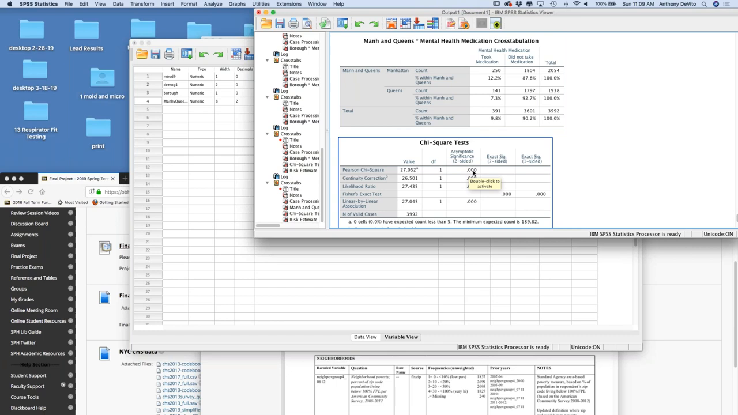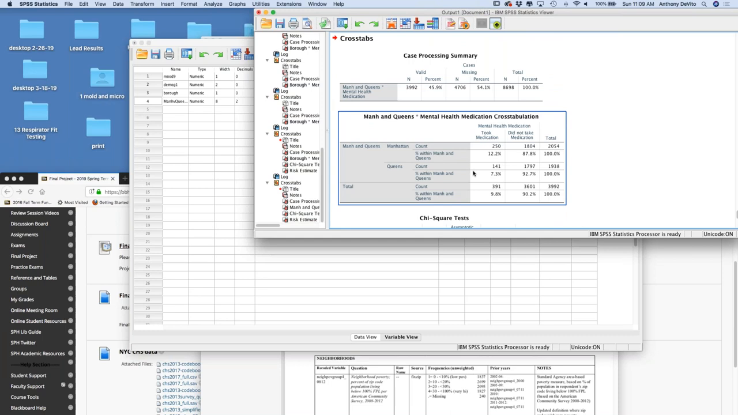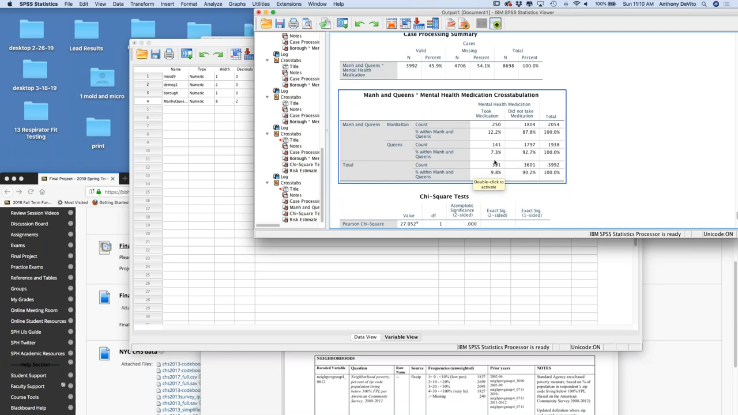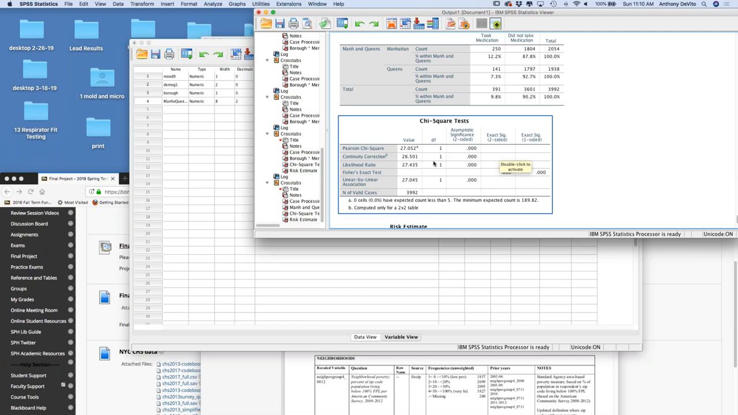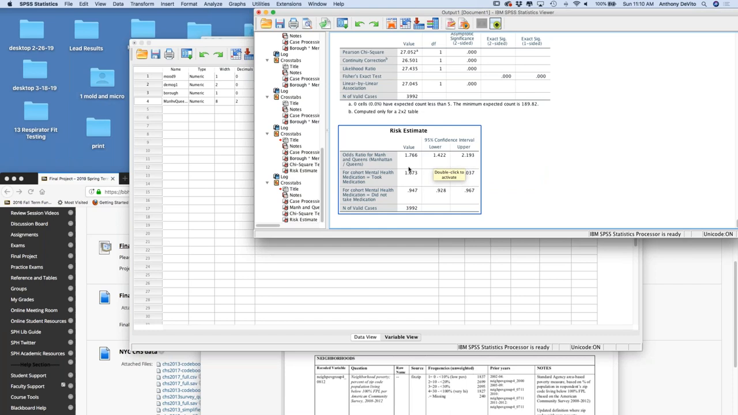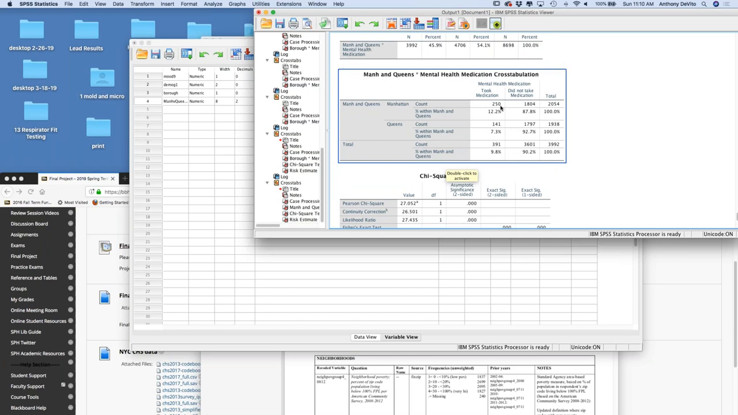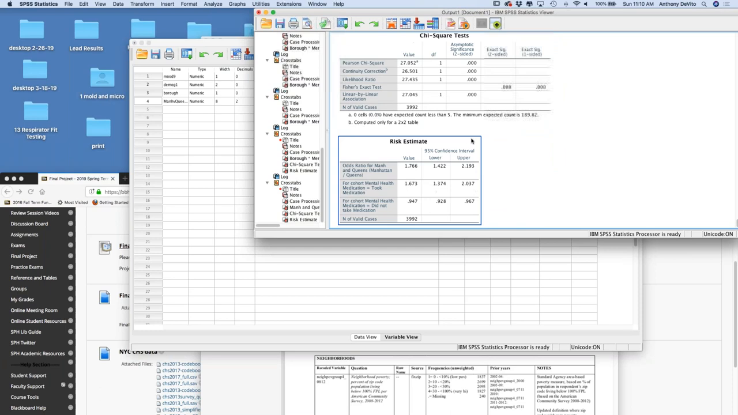How about my odds ratio? Well, now I can calculate an odds ratio and a relative risk. Just so you know, the relative risk is just 12.2%, in other words, 250 over 2040, which is 12.2%, divided by 141 over 1938, which is 7.3%. 12.2% over 7.3% is about 1.5. If I go down here, I will see my risk estimates. Here's the cohort method. That's my relative risk right there. My odds ratio is 250 over 1804 divided by 141 over 1797. So my odds ratio, odds, is 1.766.